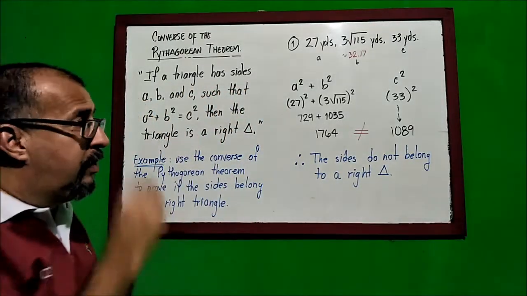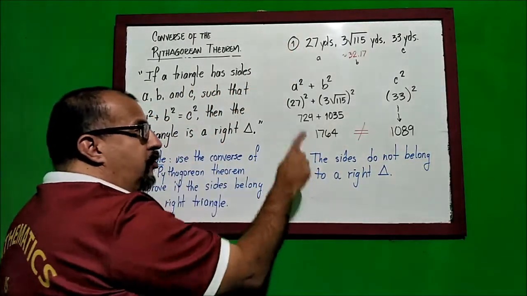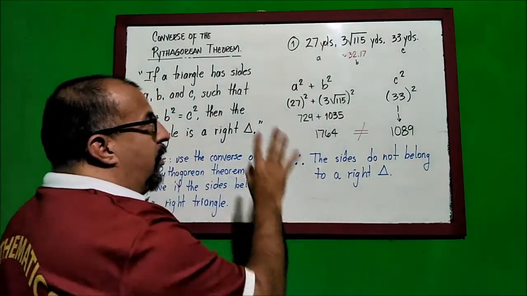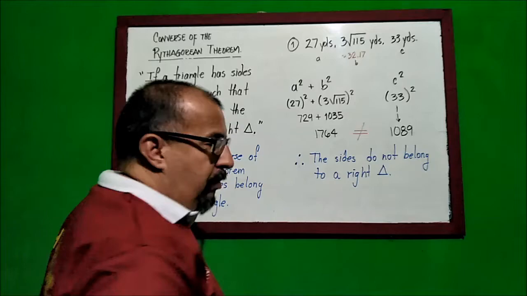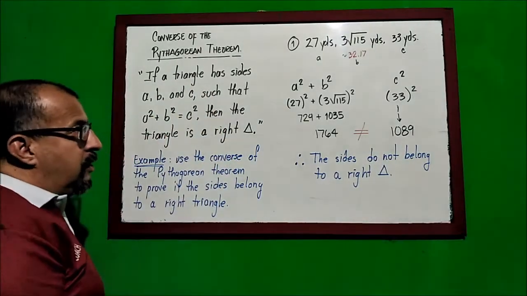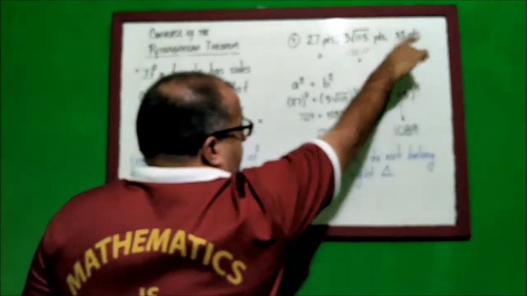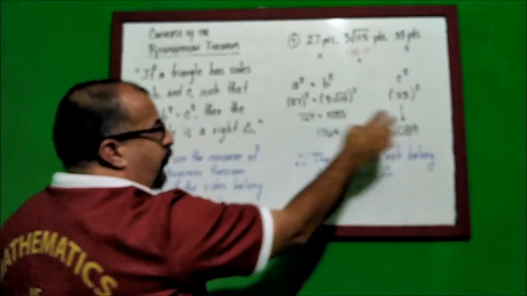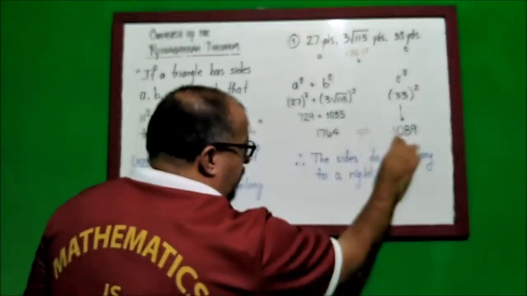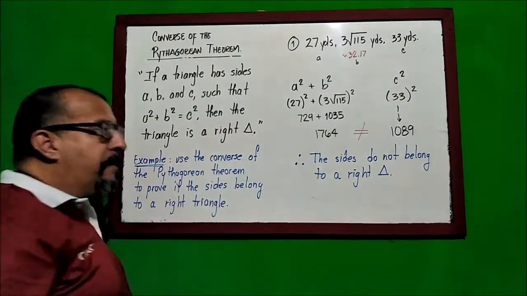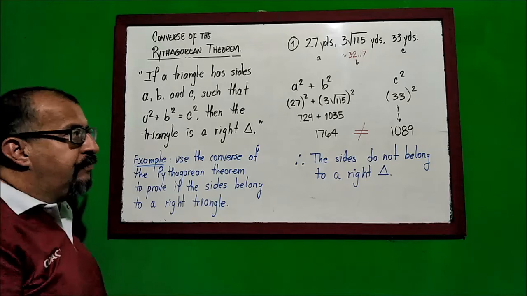Very easy to prove. We're using the converse to prove if the sides of a triangle are the sides of a right triangle. Okay? So it is very easy. We identify the two shorter sides, we identify the hypotenuse, and then we write the expression and equate the two results. If they are not the same, then the sides do not belong to a right triangle.